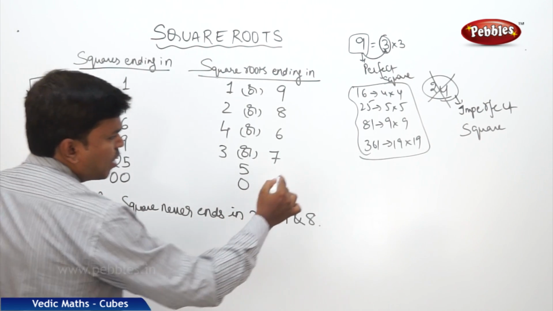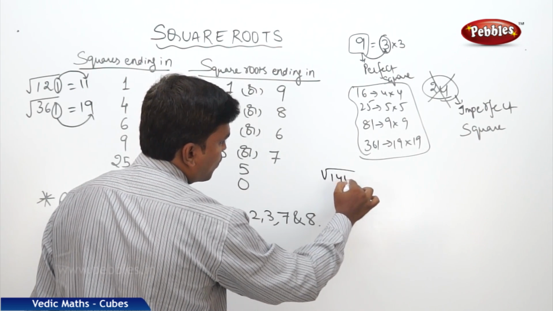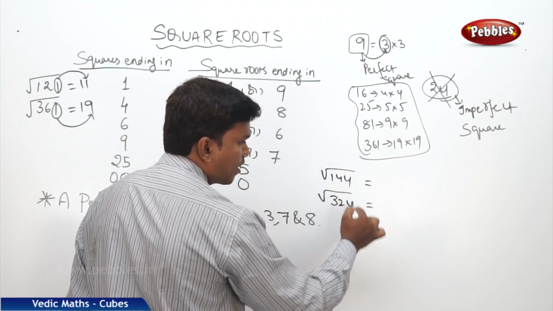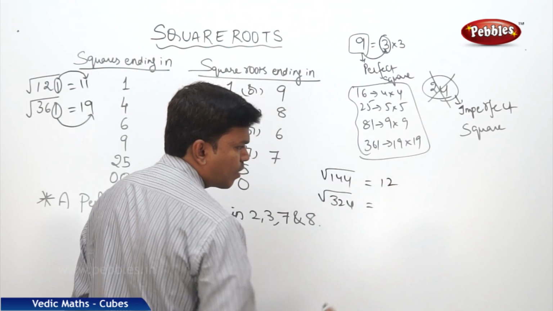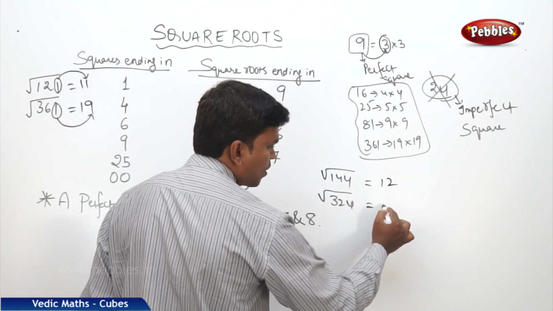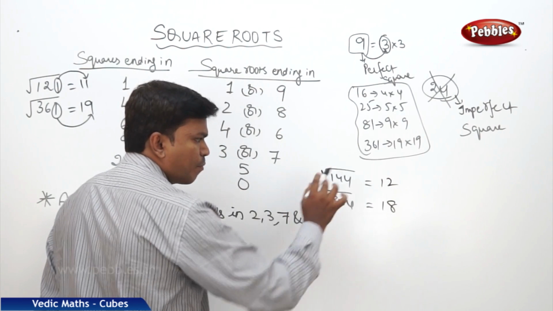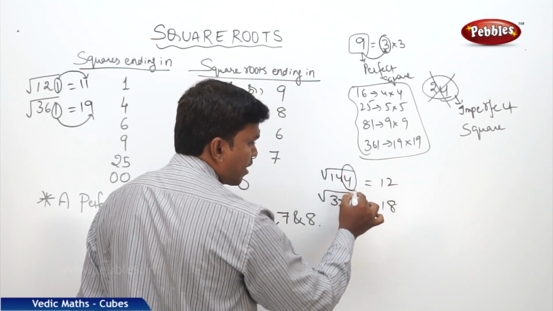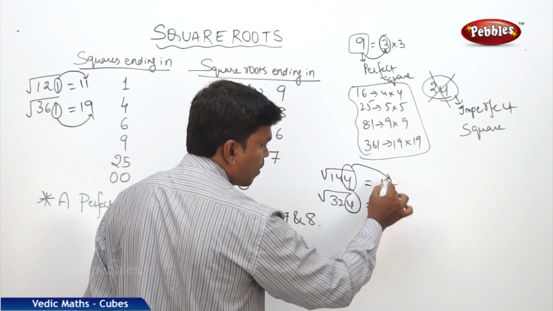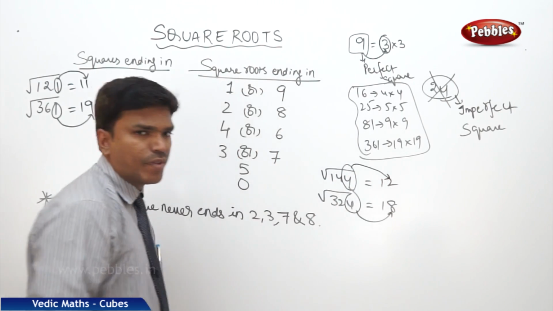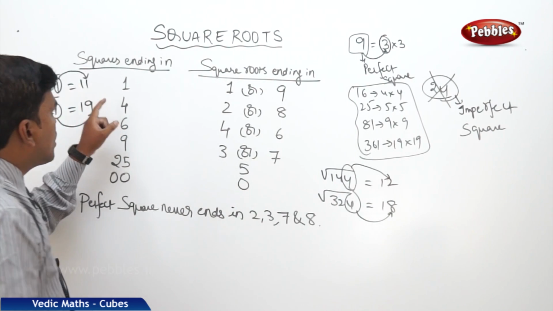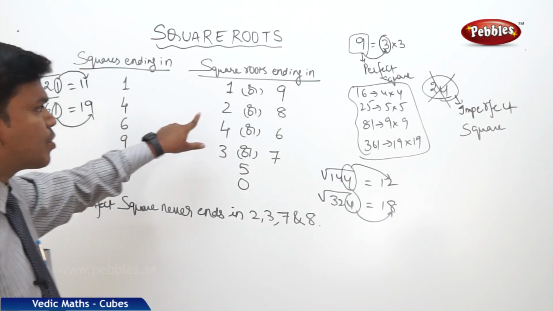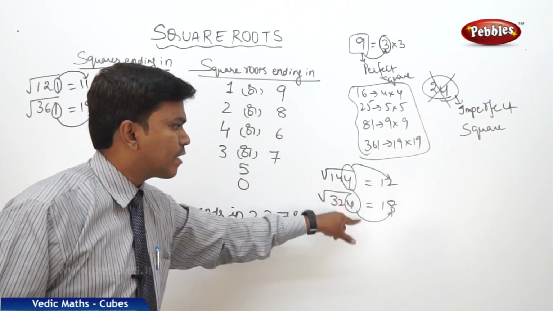For example, let us take the square root of 144, the square root of 324. Both are perfect squares only, both ending in 4 only. So what is the square root of 144? 12. What is the square root of 324? 18. Both are square numbers ending in 4, but the square roots end in either 2 or 8. So that's what I mean to say here. If a perfect square number is ending in 4, its square root should end in either 2 or 8, like this.